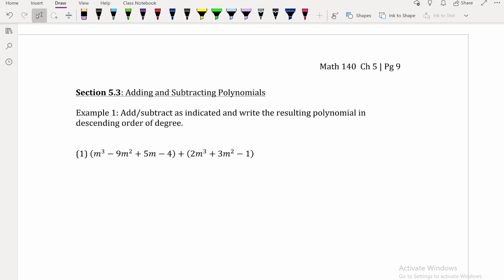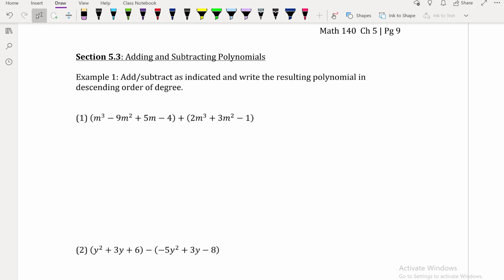Hello, Math 140 students. We will be picking up on page 9, section 5.3, adding and subtracting polynomials. So here in the first example, we want to go ahead and add and subtract as indicated. So we see that these two polynomials, let's call the first one the green polynomial and the second one the blue polynomial, and they're being added together. Since they're being added together, we can just realign them so that it corresponds to the matching exponent.